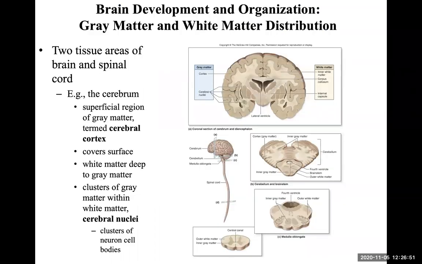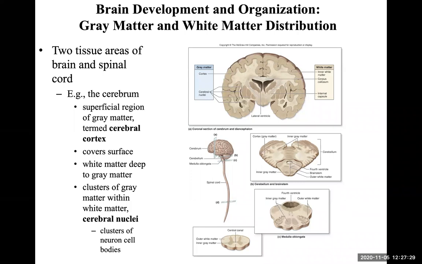Okay, so again, when we talk about the brain and the spinal cord, gray matter for the brain is found on the outside, or it is more superficially located than white matter. For the spinal cord, the white matter is found on the outside and gray in the middle. And as I mentioned on that first slide, gray matter is going to be made up mostly of cell bodies and dendrites and unmyelinated axons. And then the white matter is white because of the presence of myelination. So it's made up of myelinated axons.